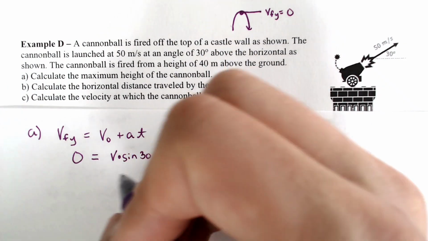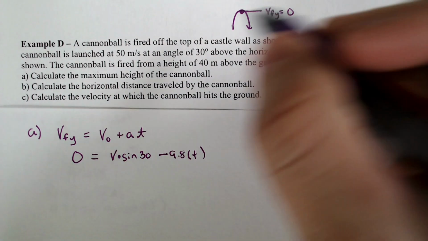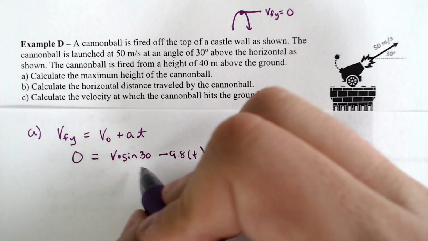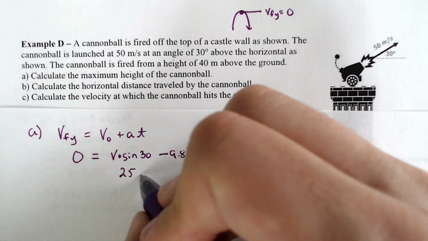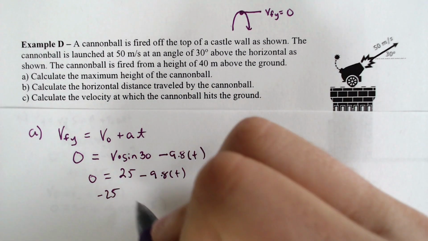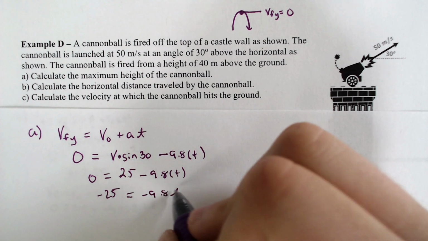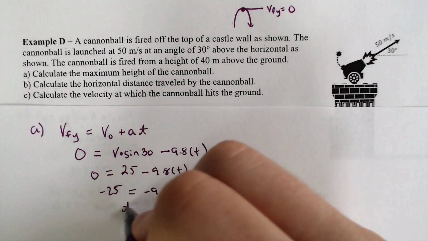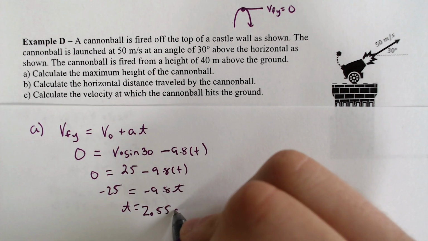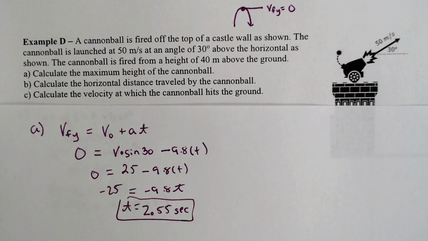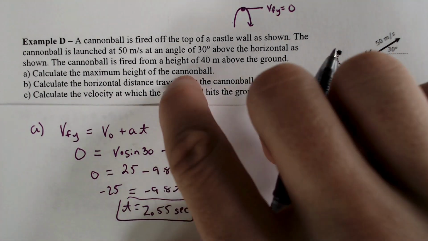So what is our v? Our v is 50, so 50 times sine of 30. Sine of 30 is 1/2, half of 50 is 25, minus 9.8 times t equals 0. Negative 25 would equal negative 9.8 t. And if we divide 25 by 9.8, you end up with a time that is 2.55 seconds. Beautiful. With the time of 2.55 seconds, that is what I would use to find the maximum height.